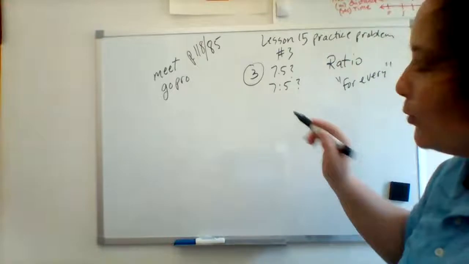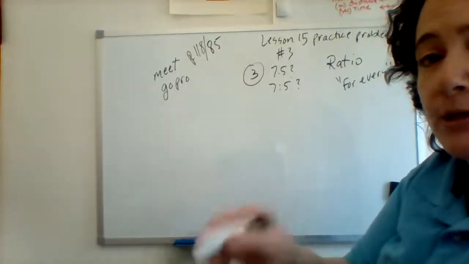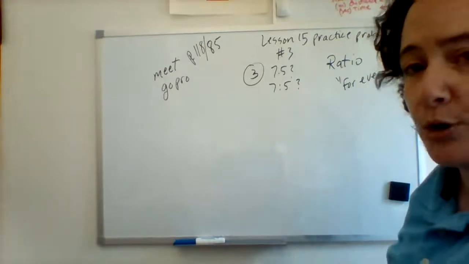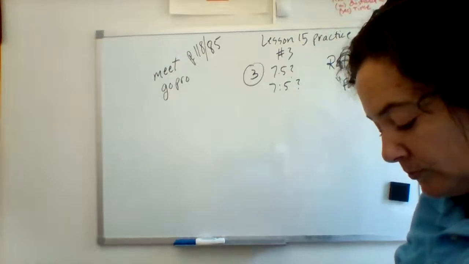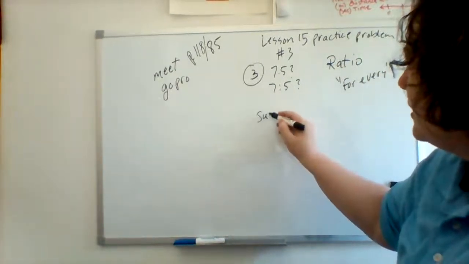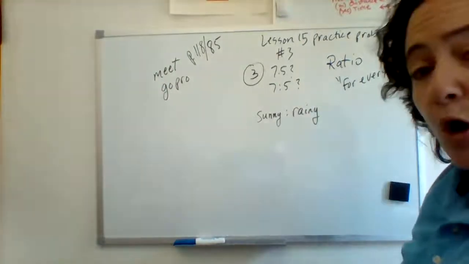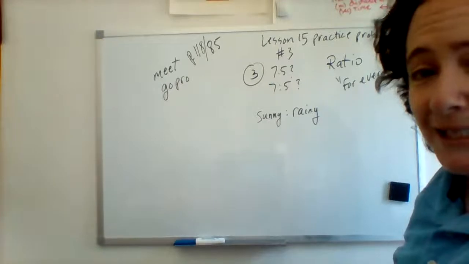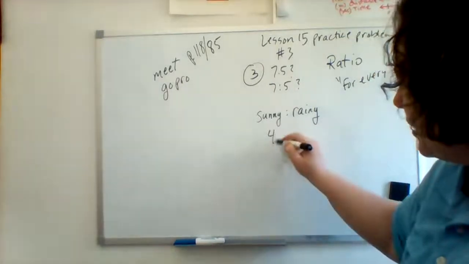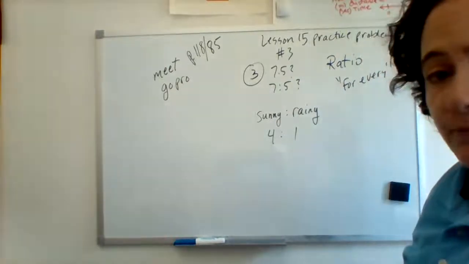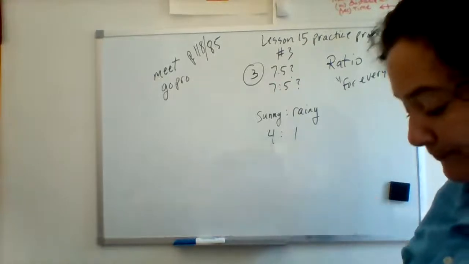Okay, what are the two quantities that we're comparing then? Because if it's a ratio, we're comparing 2 or more quantities. So what are the ones that we're comparing here? Hopefully you tell me that we are comparing the sunny days to the rainy days. Hopefully you write that down. It says that there are 4 sunny for every rainy. And remember, for every rainy, it's for 1.